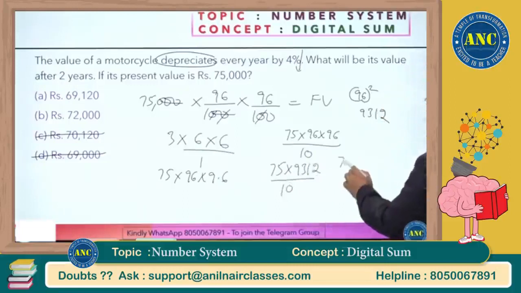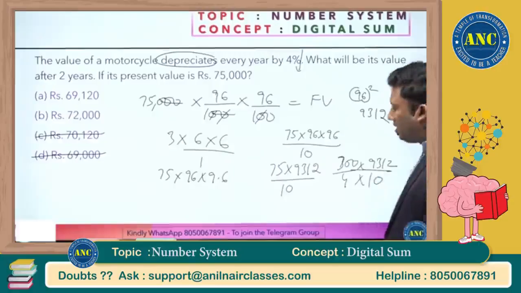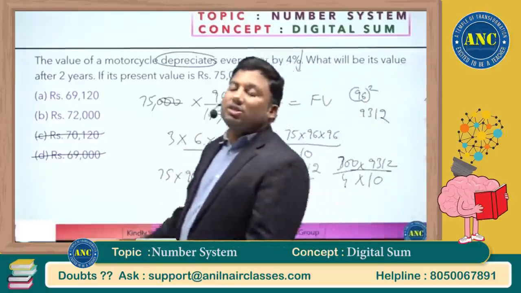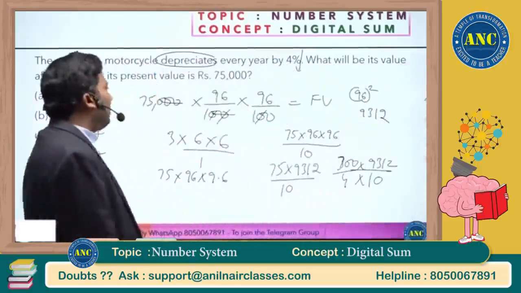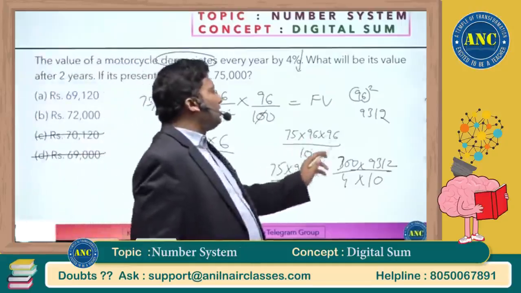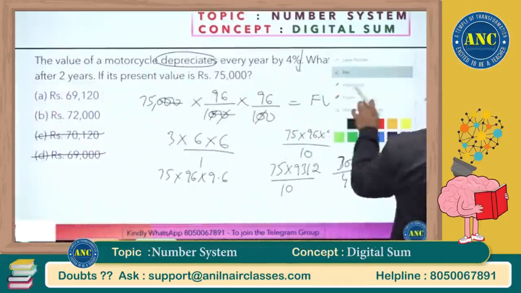So this is nothing but 300 by 4 into 9312 divided by 10. Calculate it. That itself is the answer. I hope it is clear. I don't want to use successive percentage right now. 75 into 96 into 96 by 10. 96 whole square, sorry. Oh, I made a calculation mistake.